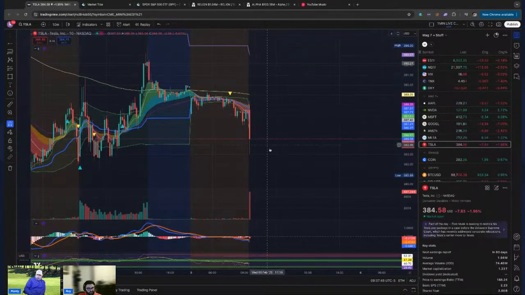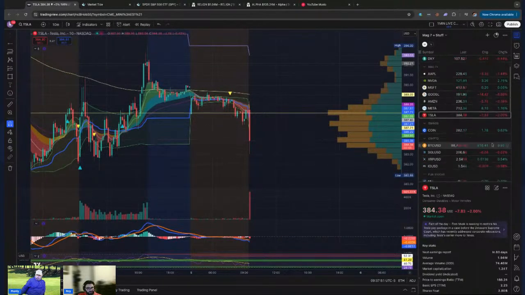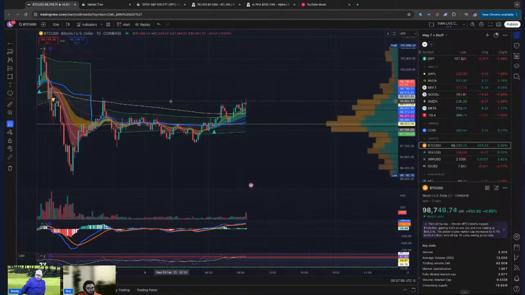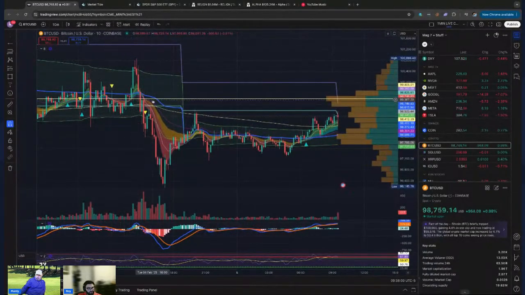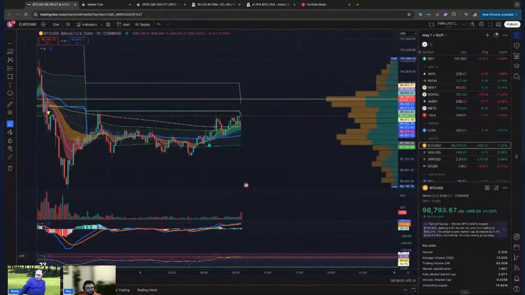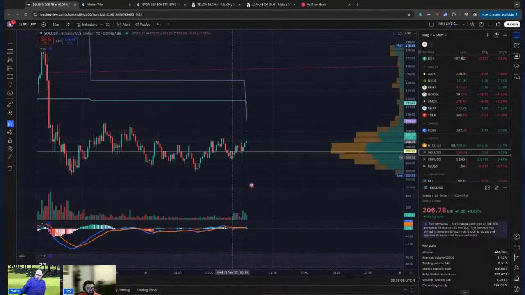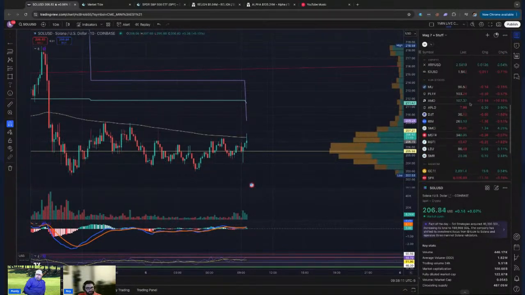Tesla falling at the open. It's now 384.50. Kind of lingered around this area all yesterday. Bitcoin under 100,000. Couldn't quite break above it yesterday and hold it. Got up just a few pops and then faded away, but we'll see if it comes back and retests it. Solana's grinding down. It's now back under 210. It's at 206. Let's see.